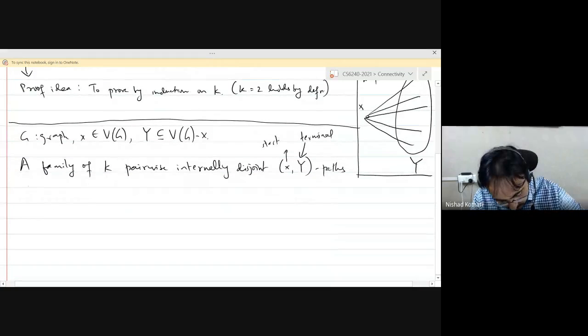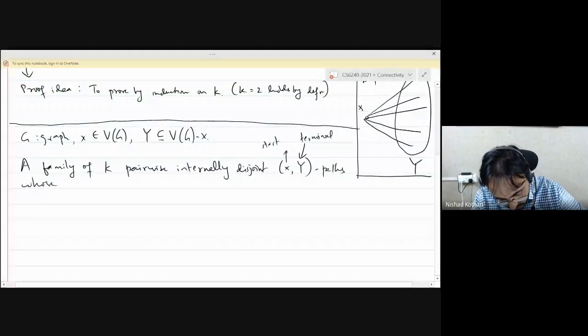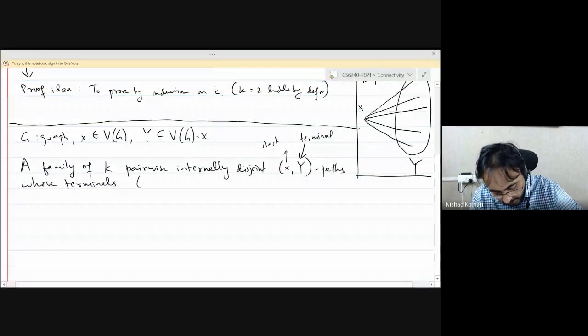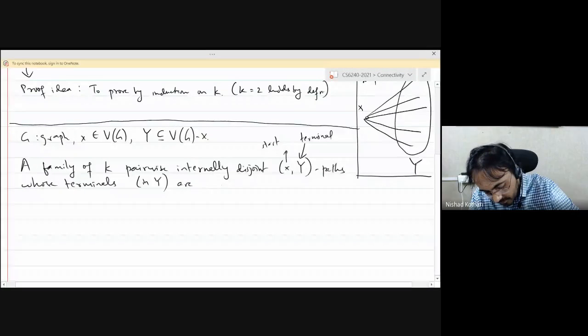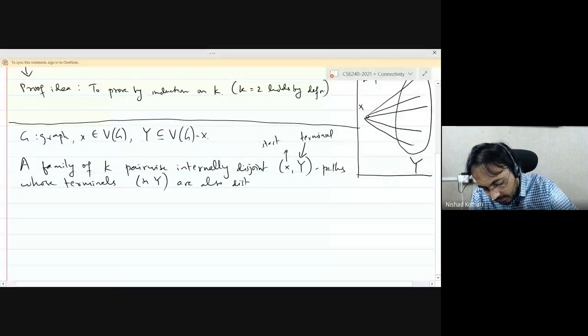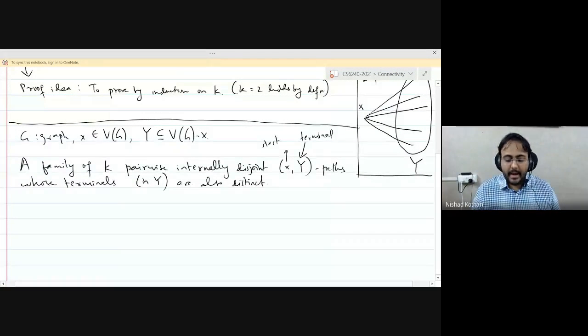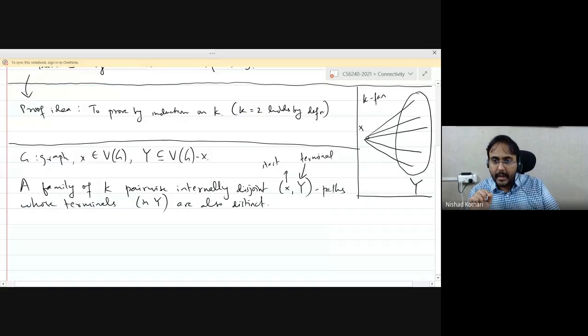Whose terminals in Y are also distinct. Okay, so they all start at a vertex X and then they end up at distinct vertices in the set Y, and they are completely disjoint except for sharing the vertex X. Any two are disjoint except for the vertex X.